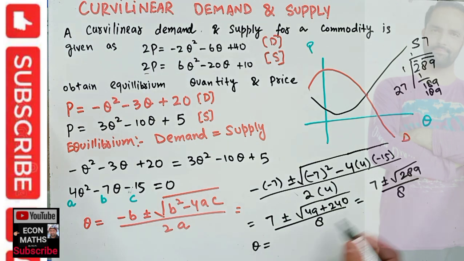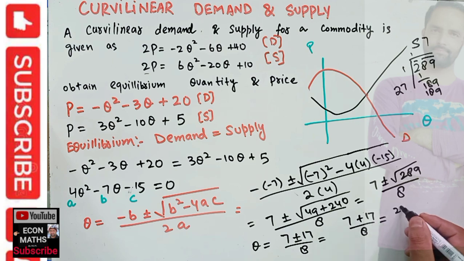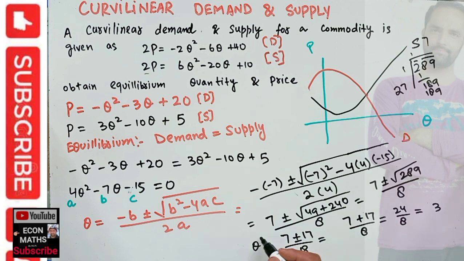That means q will be equal to 7 ± 17 divided by 8. So q will be either 7 + 17 divided by 8, which is 24 divided by 8, which comes out to be 3, or 7 - 17 divided by 8, which is -10 divided by 8, which is a negative number. Quantity cannot be negative, so we take the positive number. That means equilibrium quantity will be 3.